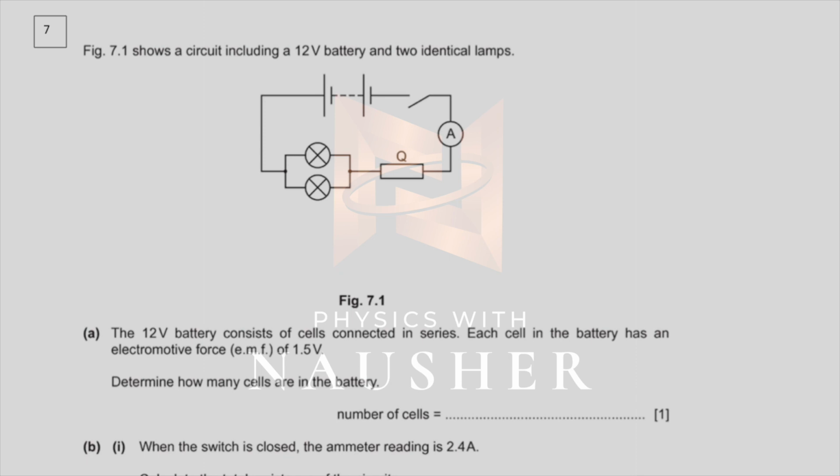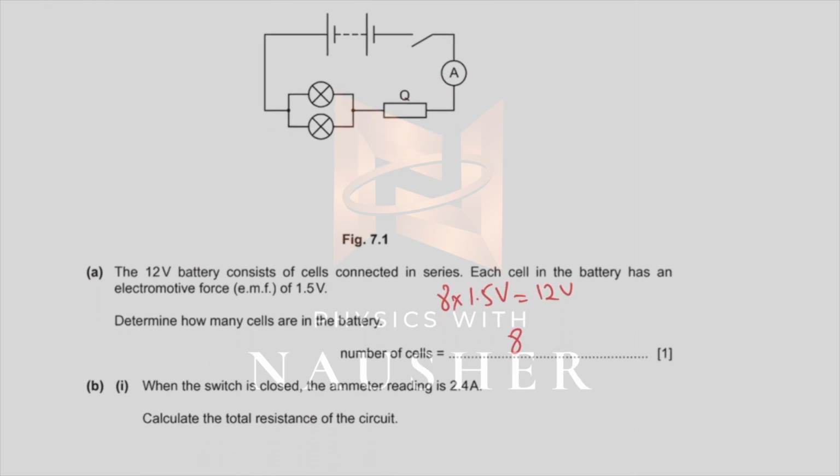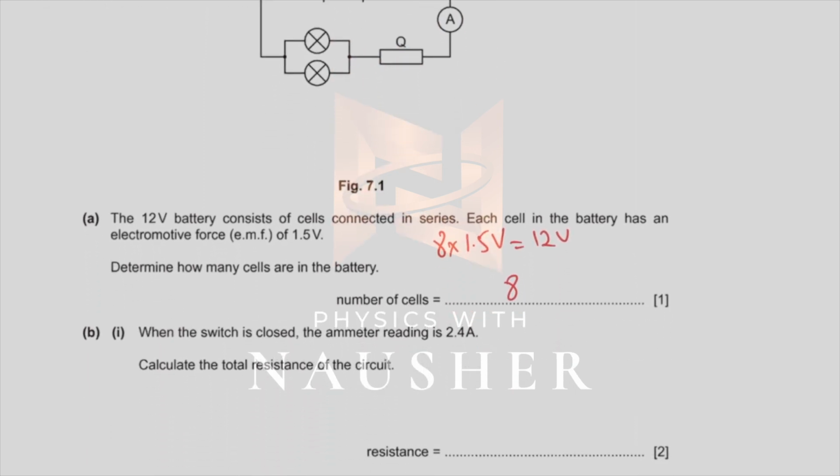So in this question, they've given us a circuit and they're asking you for how many cells. So you know you have got 1.5 volt cells and you want to generate 12 volts. So that means you need 8 cells. Now when the switch is closed, the reading on the ammeter is 2.4 ampere. Please note that this 2.4 ampere is the total current.